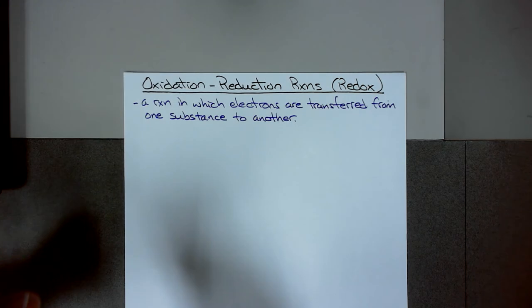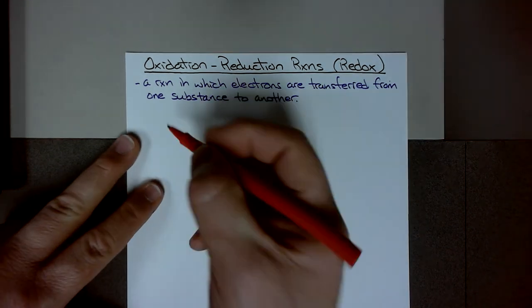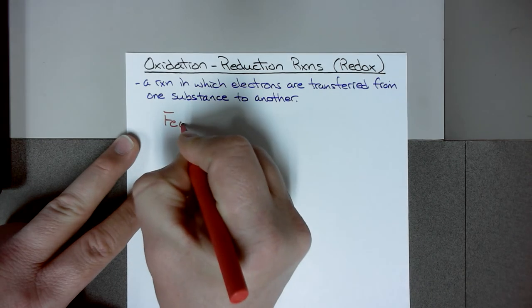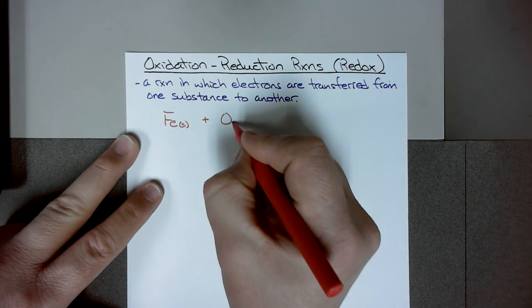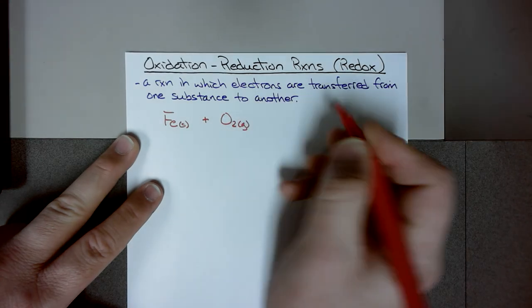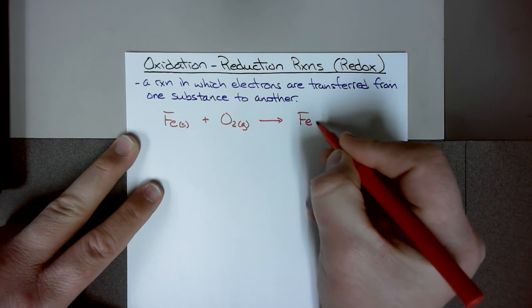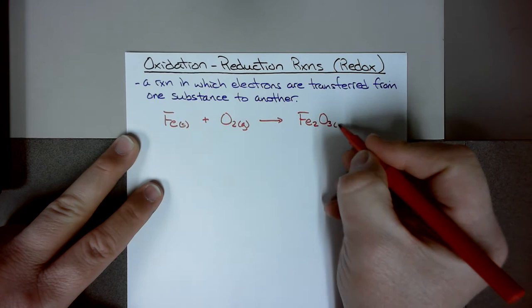And so let's look at a reaction and see what I mean by this transfer of electrons. If I take solid iron and react it with oxygen gas, we're going to produce iron 3 oxide, and that's going to be a solid.